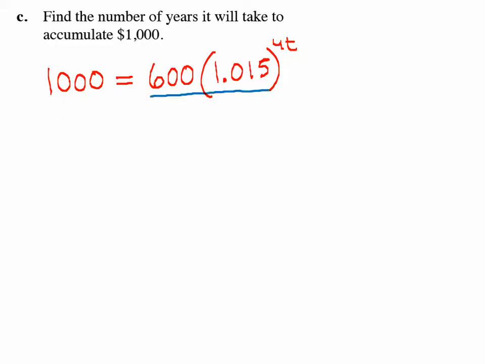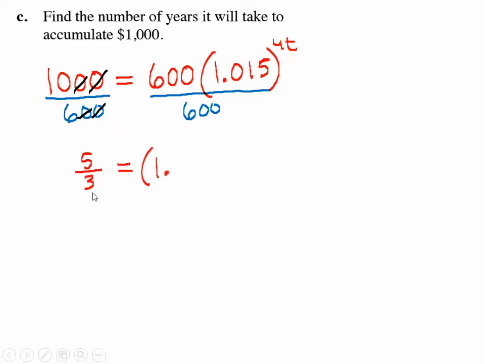I heard divide by 600 in a very, very faint whisper. Okay, the zeros cancel off, so how about 10 over 6? 10 over 6, isn't that the same thing as 5 over 3? All right, this would be half of that, half of that. So 5/3 is equal to 1.015 to the 4t.